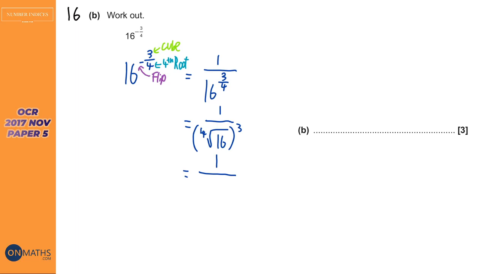So this is going to be 2, because 2 times 2 is 4, times 2 is 8, times 2 is 16. So this is going to be 2, and we still need to cube it. So 2 cubed, 2 times 2 is 4, times 2 is 8. So it will be 1 over 8.